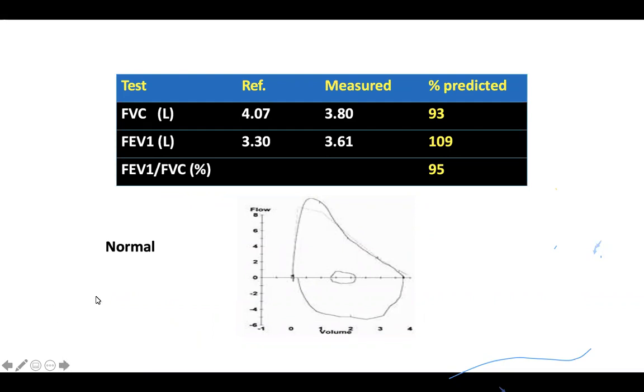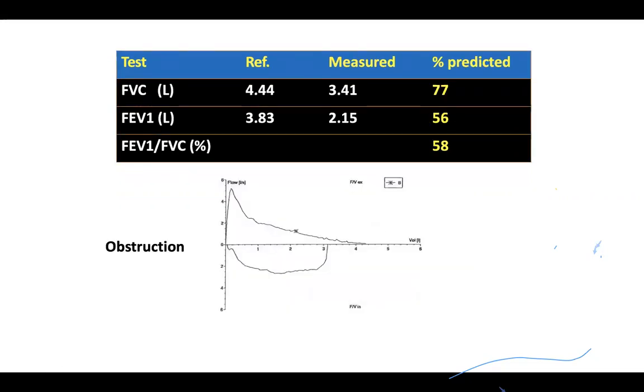FVC here, the reference point we are taking, is 4, and the measured is 3.8, so it is around 93% of the predicted. FEV1 is 109, and FEV1 by FVC is 95. This indicates a normal curve. Similarly, here FVC is 77%, but FEV1 is considerably reduced, so FEV1 by FVC is reduced. It goes more in terms of obstruction. This is an obstruction curve for obstructive lung pathology.